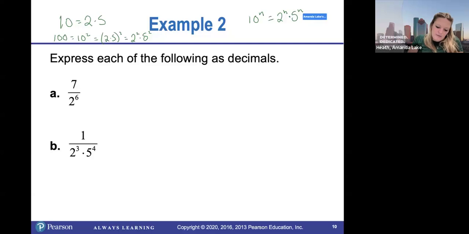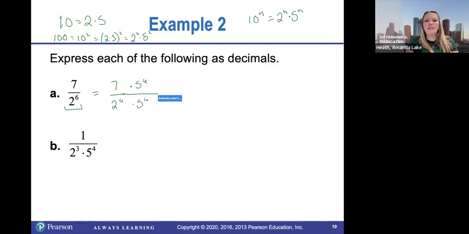So here we have 2 to the 6th power in the denominator of this fraction. So what I can do is multiply on the top and bottom of this fraction by 5 to the 6th power. And I can do that because when I multiply on the numerator and denominator by the same number, I'm really just multiplying by 1. And when we multiply by 1, we get the same thing. So now I have 7 times 5 to the 6th over 2 to the 6th times 5 to the 6th, which is 10 to the 6th power.